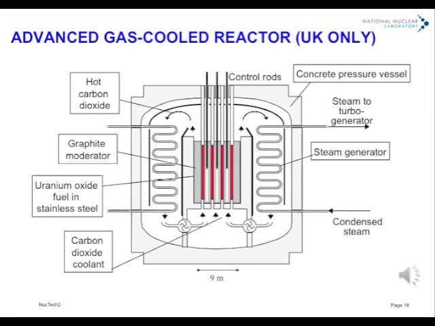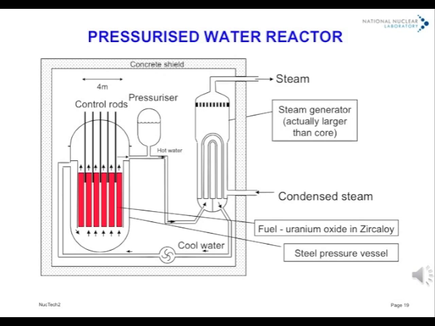Advanced gas-cooled reactor, UK only. To overcome this drawback, and to reduce the physical size of core needed for criticality, the Advanced Gas-Cooled Reactor, AGR, uses enriched uranium oxide fuel encased in stainless steel. Carbon dioxide again serves as coolant. Pressurized water reactor.